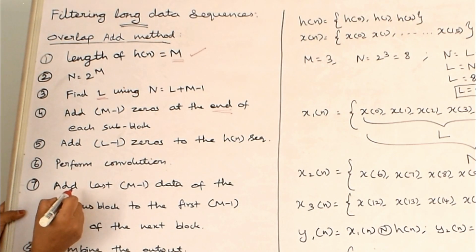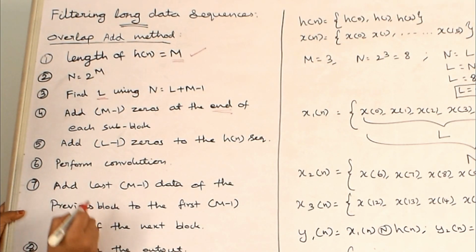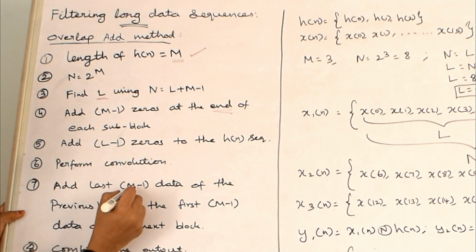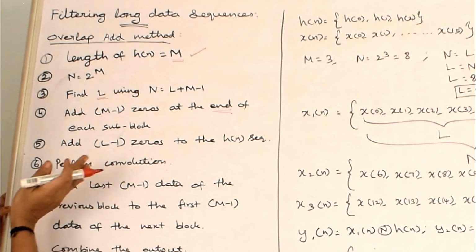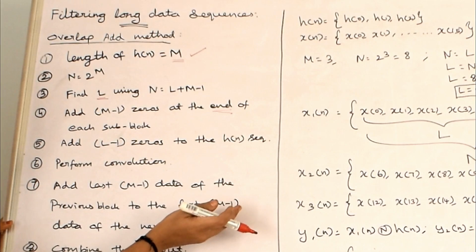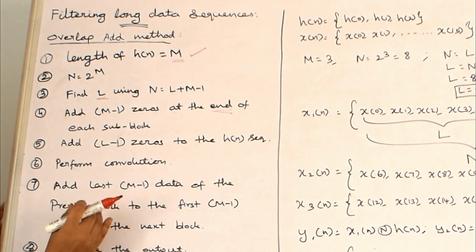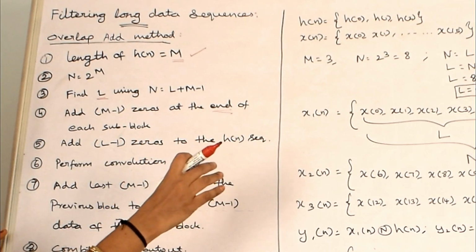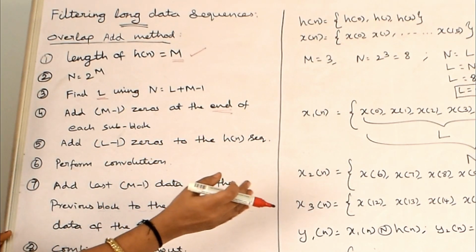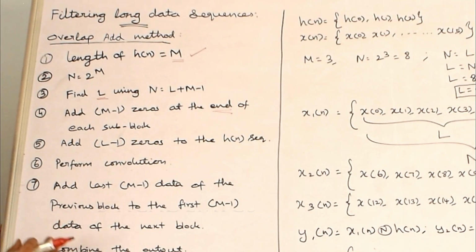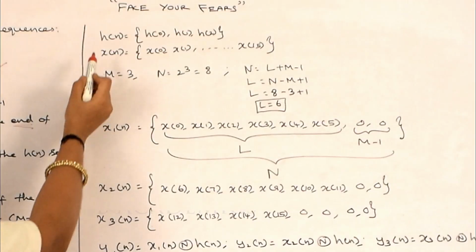The next step, before combining your output, you are going to add the last M minus 1 data of the previous block to the first M minus 1 data of the next block. Okay, which means the last M minus 1 data of the previous block should be added with the first M minus 1 data of the next block. Okay, so we'll see with an example.